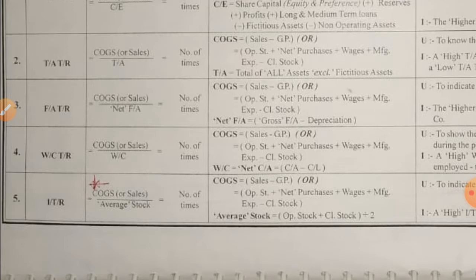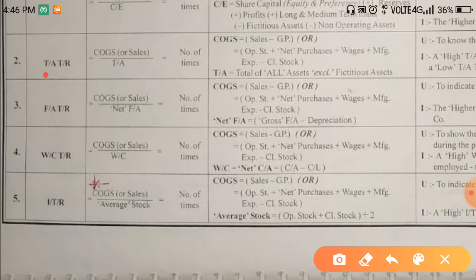Our next ratio is the total assets turnover ratio. Total assets turnover ratio is equal to cost of goods sold, or sales, divided by total assets. As I said, cost of goods sold will be calculated as sales minus GP. If cost of goods sold is not available, we use sales. In the denominator, we will take total assets. Total assets includes all assets excluding fictitious assets.